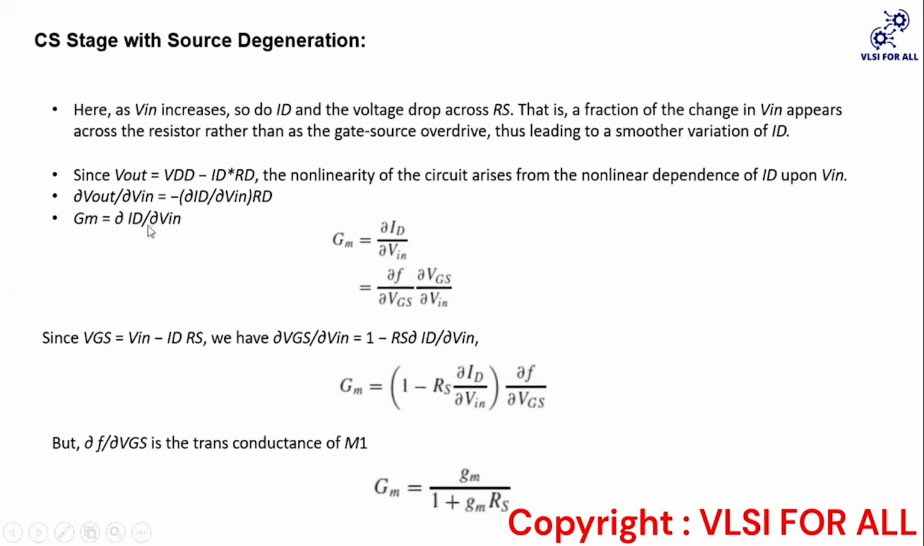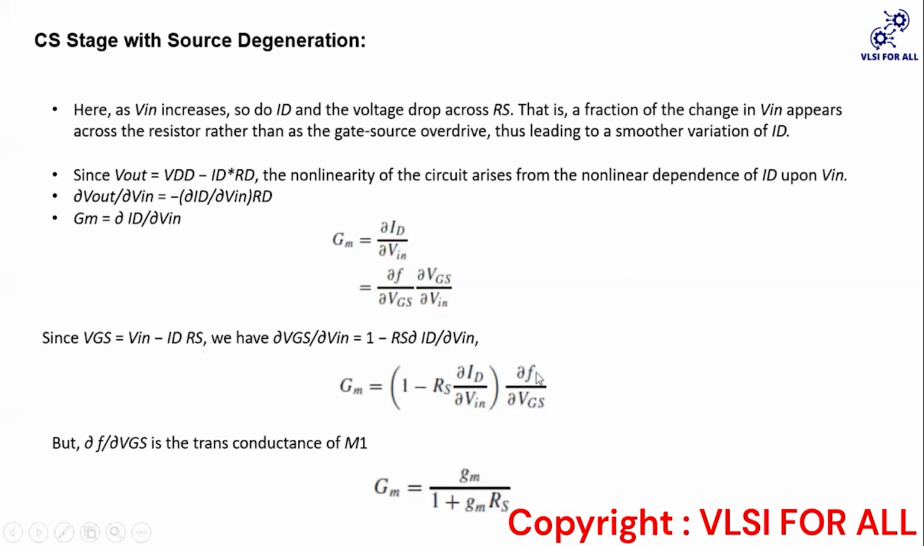Transconductance will be nothing but the derivative of the drain current with respect to the derivative of the input voltage. Now gm will be del id upon del v in, and we can write this as del id by del vgs into del vgs by del v in. We just divide and multiply with del vgs. Now vgs is nothing but v in minus id into rs, and then del vgs will be 1 minus Rs into del id upon del v in.